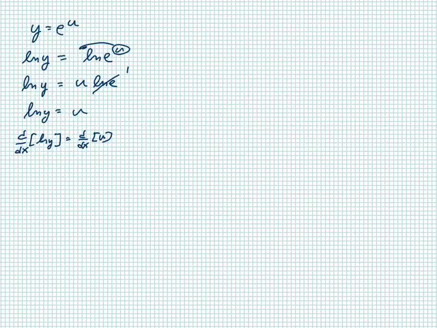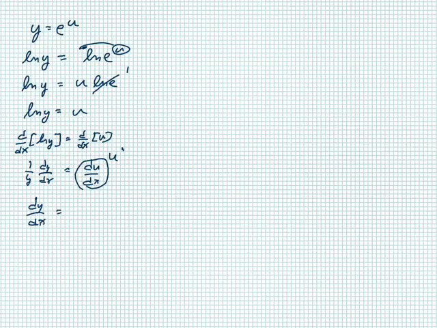And I get 1 over y dy dx. And then here, be careful, because the derivative of u with respect to x is going to be du dx. And du dx we usually call u prime. So I get dy dx is equal to u prime times y. But y was e to the u in this case. So dy dx would be equal to u prime times e to the u.